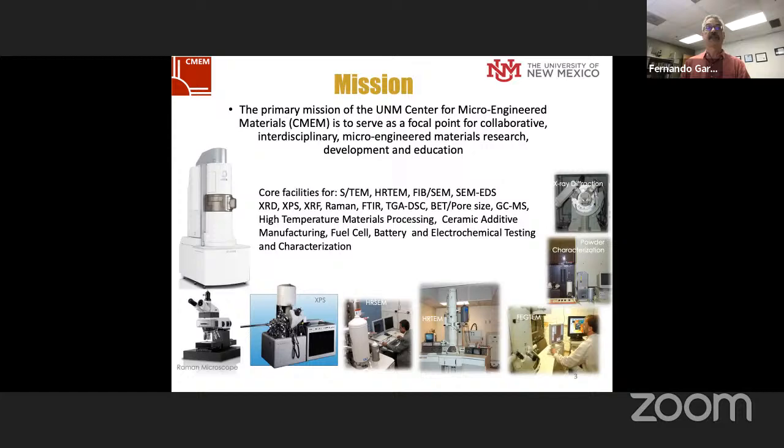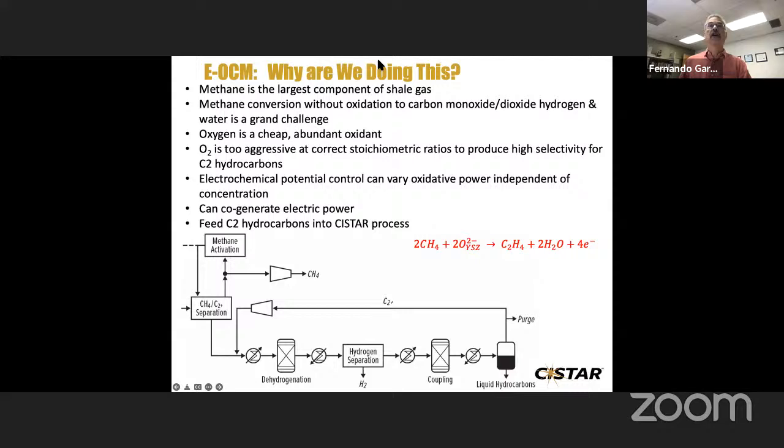So an important question is, why are we even bothering to try and do electrochemical conversion of methane? As you probably are all aware, methane is the largest component of natural gas in general. We've been focusing on shale gas, as we have large shale gas reserves within the United States. The grand challenge is, how do we partially oxidize methane without converting most of it to carbon monoxide and/or carbon dioxide, hydrogen, and water? Oxygen is a cheap and very abundant oxidant.